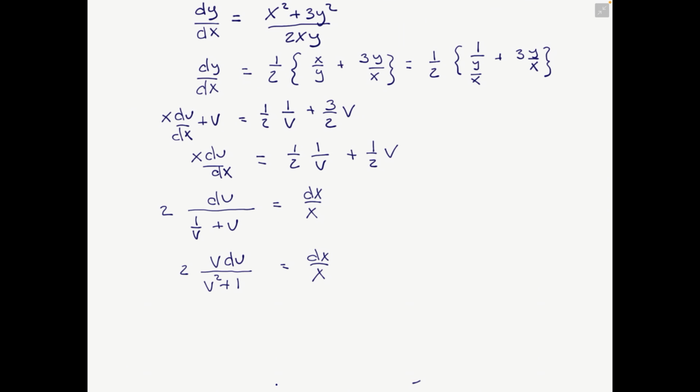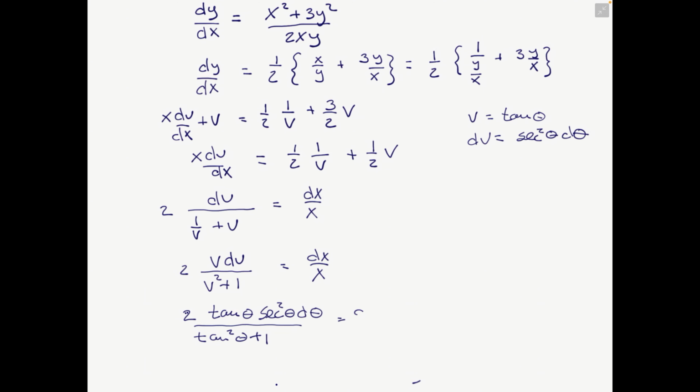What I did was this. I said v equals tangent theta, dv equals secant squared theta d theta, and we ended up with this: 2 tangent theta secant squared theta d theta over tangent squared theta plus 1 equals dx on x.